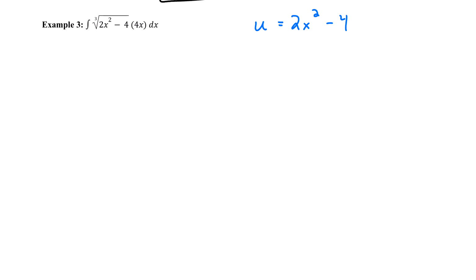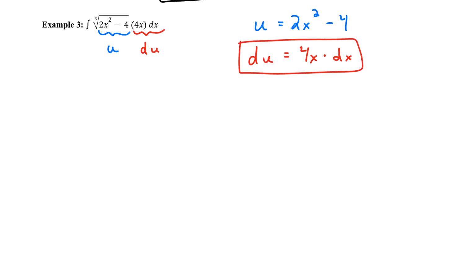Once I have that, I can find du. Du, in this case, is the derivative of 2x squared minus 4. That's going to be 4x times dx. So let's go ahead and see what we have now. We've said 2x squared minus 4 is going to be my u. In this problem, I don't need to do any rearranging. I've already got 4x times dx, so that part is going to be my du, because that matches up perfectly with what I have over there on the right-hand side in red. So at this point, I'm ready to go ahead and make my substitution.